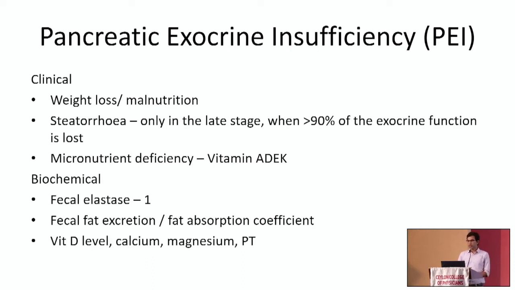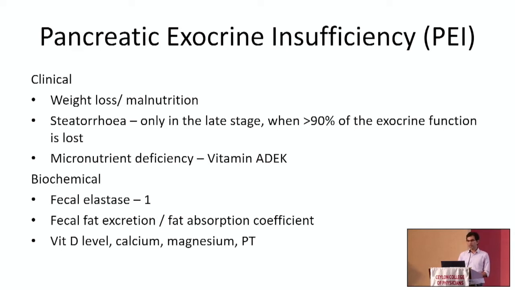So what are the features, and how can you diagnose pancreatic exocrine insufficiency? The clinical features can be weight loss or malnutrition, which can be assessed using anthropometric measurement, and steatorrhea is only a late sign. Because the pancreas has a very large reservoir of exocrine function, steatorrhea will manifest only when more than 90% of the pancreas is damaged. But before that, micronutrient deficiencies can manifest, mainly of the fat-soluble vitamins.